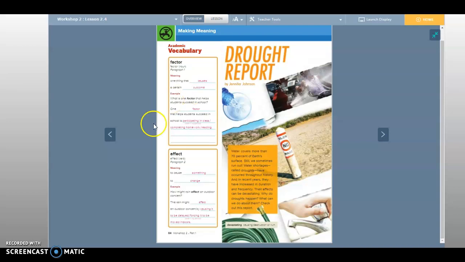Okay, and then we've got the word effect. To cause something to change. If I throw this nice phone on the concrete, could it affect my phone? Yes, it could break my phone, right? It could cause it to change, go from working to not working anymore, right?